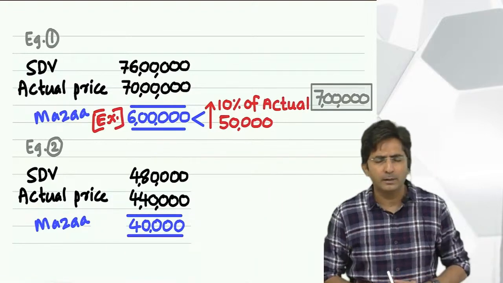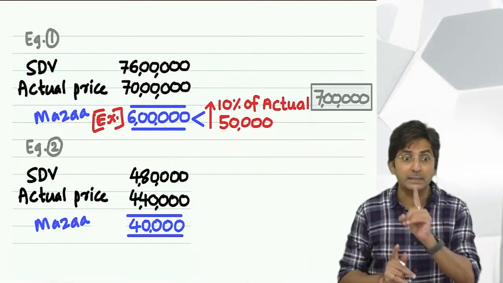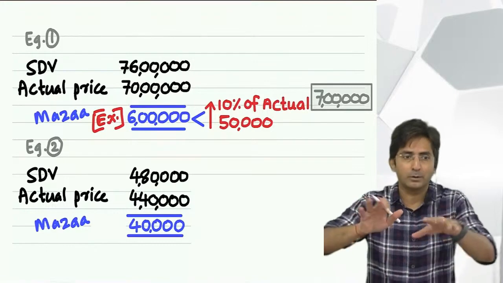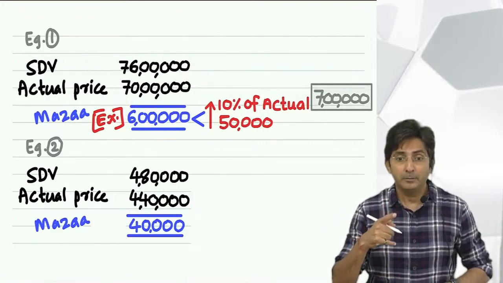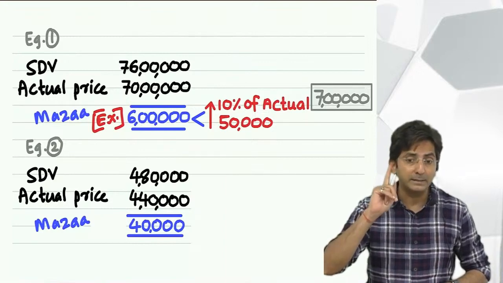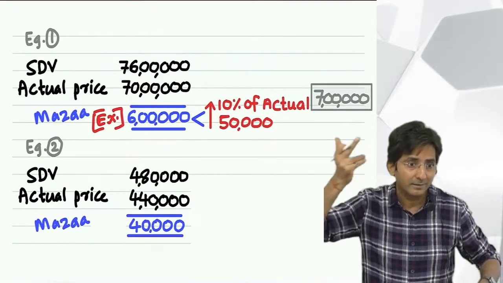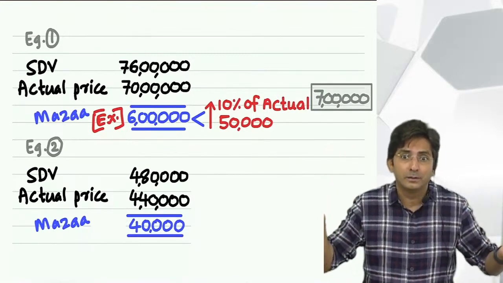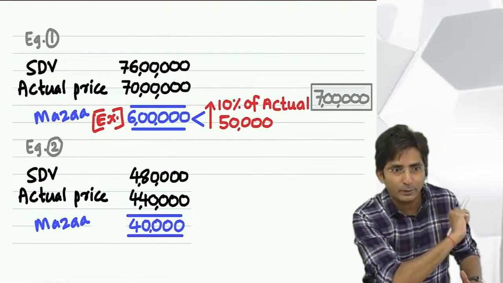The formula is 10% of actual price or 50,000, whichever is higher. See, after some time, what mess you will do? You will say whichever is lower. It is whichever is higher. Because in an immovable property transaction, the difference can be more than 50,000 also, since the transaction itself is in crores. So a little big bargaining can also create a difference in crores.